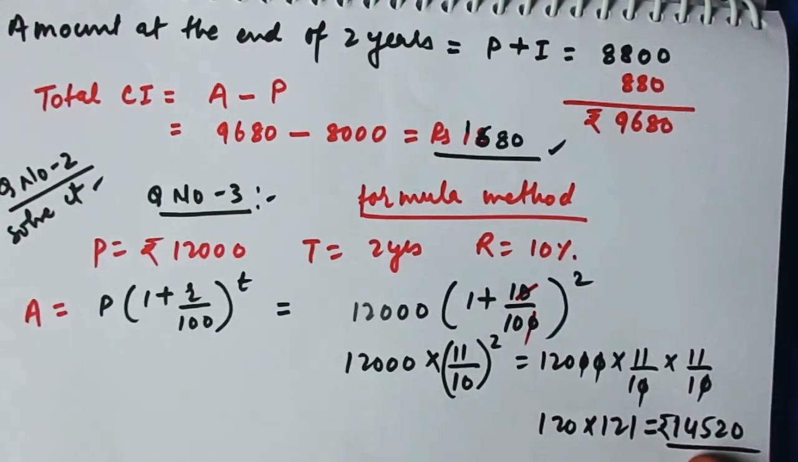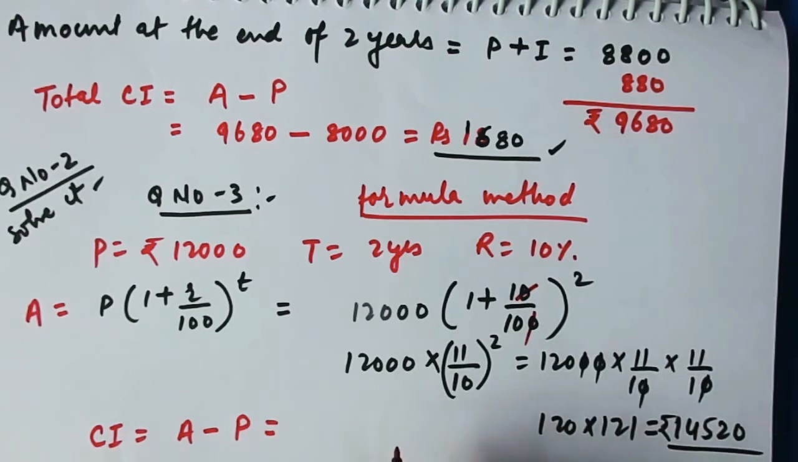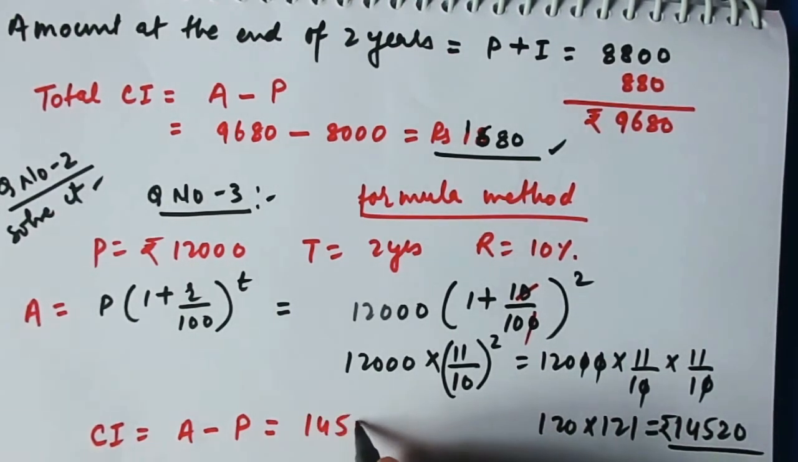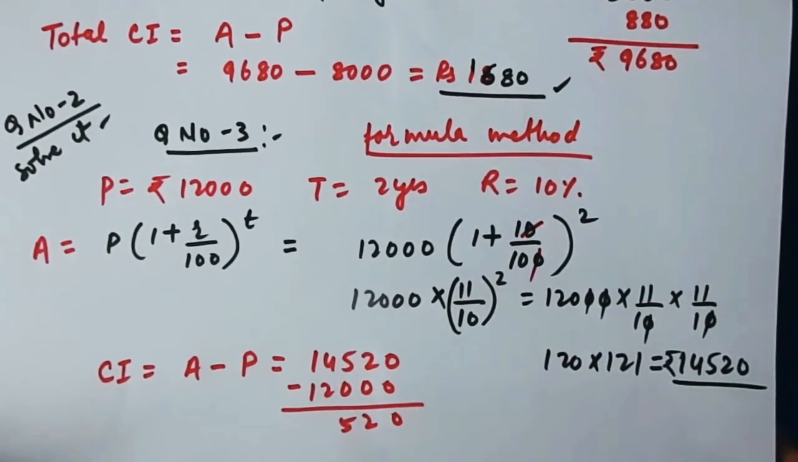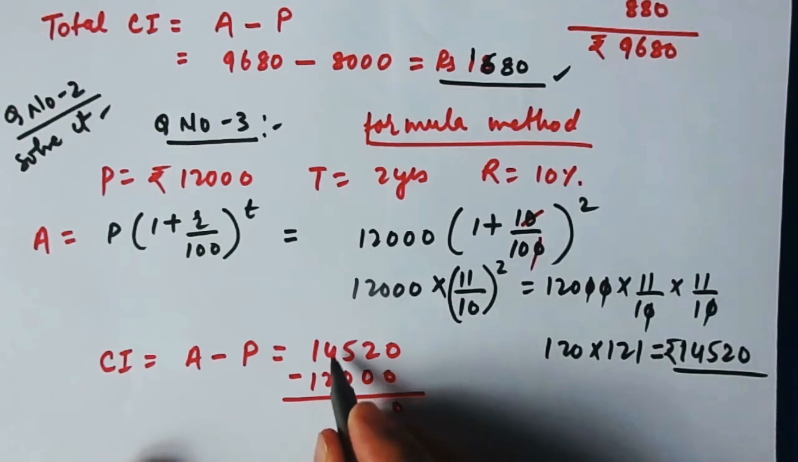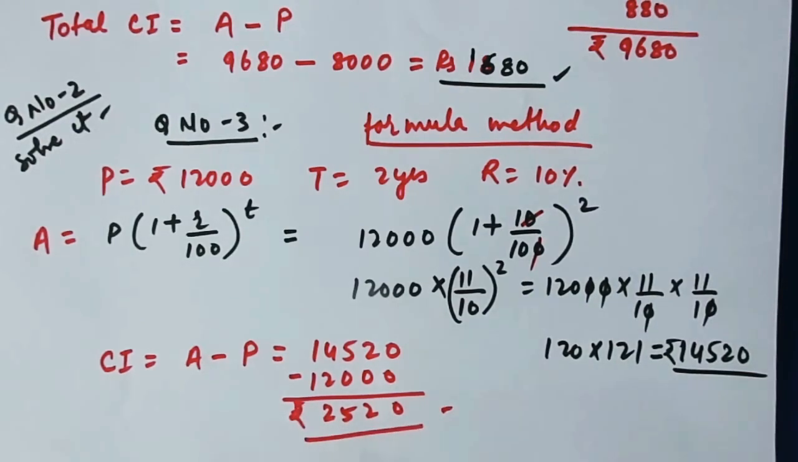14520 is your amount. तो बोले कि कंपाउंड इंटरेस्ट निकालिए. तो कंपाउंड इंटरेस्ट विल बी इक्वल टू अमाउंट माइनस प्रिंसिपल. रे भाई, अमाउंट इज 14520 माइनस प्रिंसिपल. कहाँ है प्रिंसिपल साहब? 12000 एक मिनट, दिखाई नहीं देगा फिर. अच्छा, 4 minus 2 equal to 2. So rupees 2520 is your compound interest.